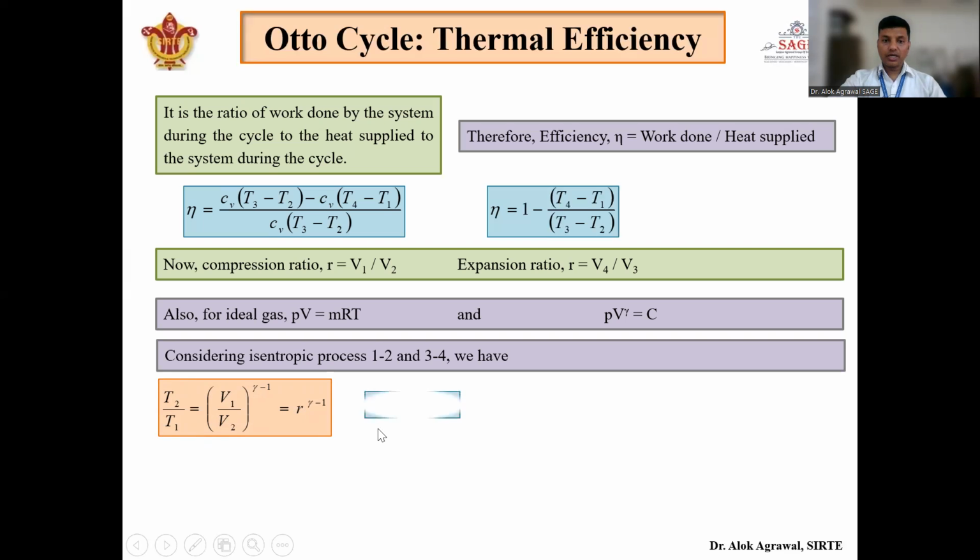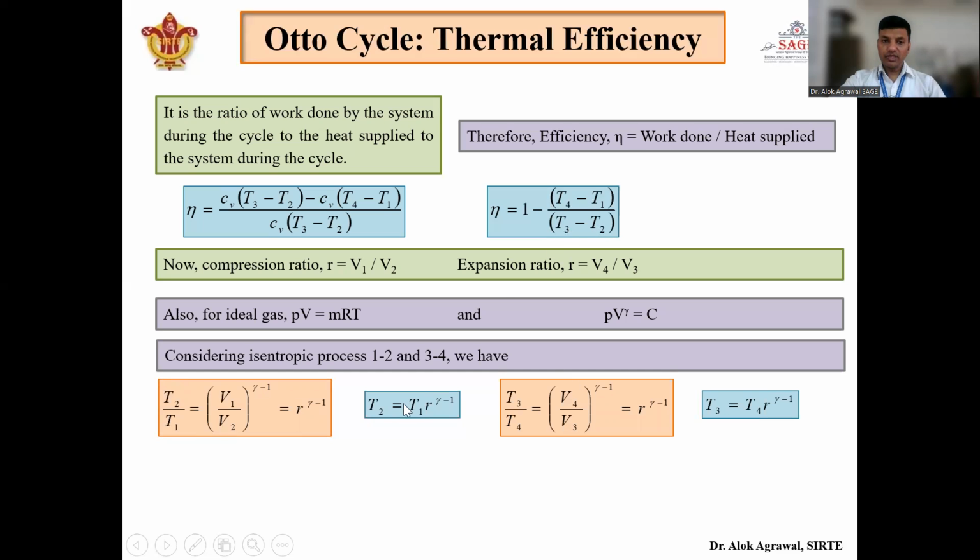Again, this T2 can be written as T1 into r to the power gamma minus 1. This T1 can be brought to the right hand side, and we can write T2 is equal to T1 r to the power gamma minus 1. Similarly, T3 by T4 can be written as (V4 by V3) to the power gamma minus 1. Again, T3 can be written in the form of T4 r to the power gamma minus 1.